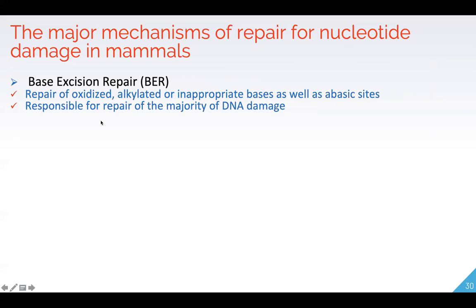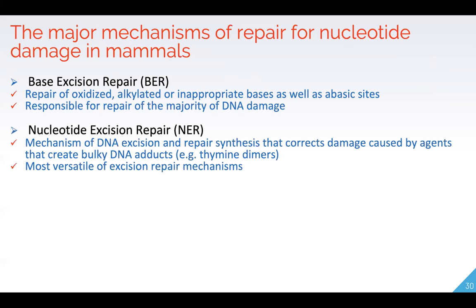Typically, these damages come in the form of oxidation, alkylation, or deamination. And this is the one pathway that removes the majority of DNA damage that happens in the cells, whether spontaneous or inflicted by certain environmental agents, such as alkylating agents. The second branch is the longer form of repair pathway, the nucleotide excision repair.